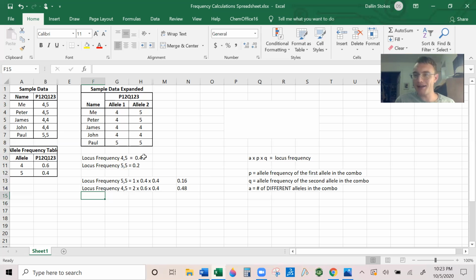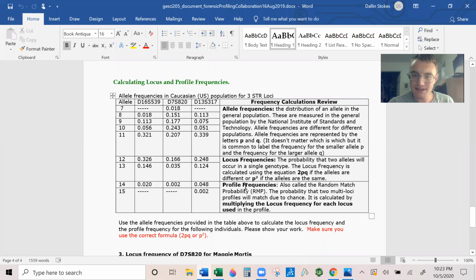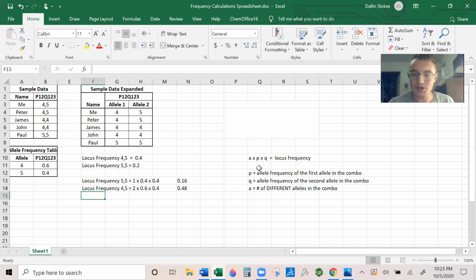Now, just in case you're panicking that I broke the rules and didn't use P squared and 2PQ, let me show you why you shouldn't be worried about using A times P times Q instead of 2PQ and P squared. Your homework says use 2pq if the alleles are different. So where P is the allele frequency of the first allele and Q is the allele frequency of the second allele, well, 2 times P times Q if they're different. Well, isn't that exactly what my formula is? If the alleles are different, then A would be 2, right? Because there's 2 different kinds of alleles. So A would be 2 times P times Q. That's exactly what the formula in your homework is.